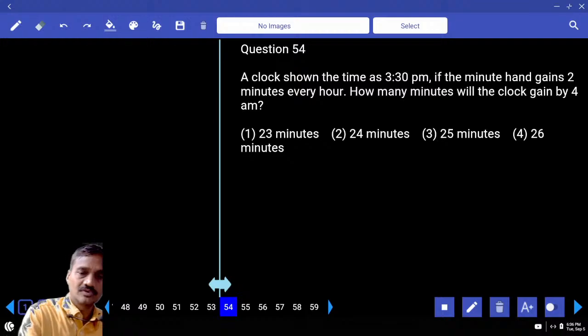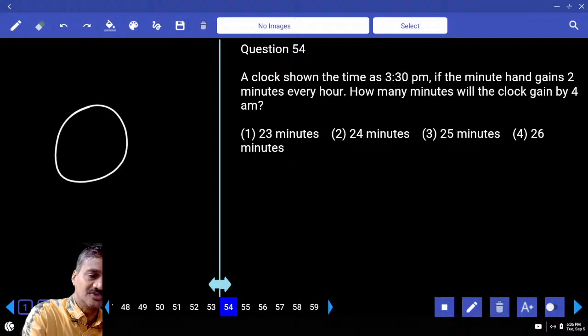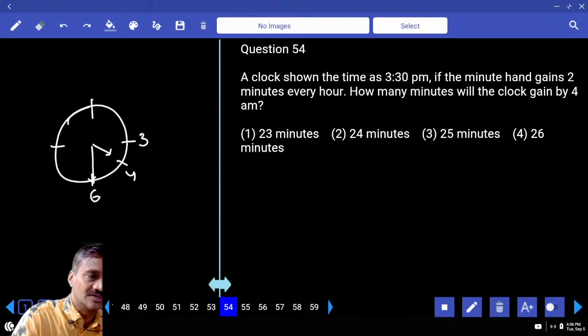Question 54. A clock shows the time as 3:30 p.m. Now tell me what are the positions of these two hands at 3:30? Tell me where the two hands are at 3:30. Now this is between 3 and 4. 3:30 means the minute hand is exactly at 6. Our hour hand is in between 3 and 4.